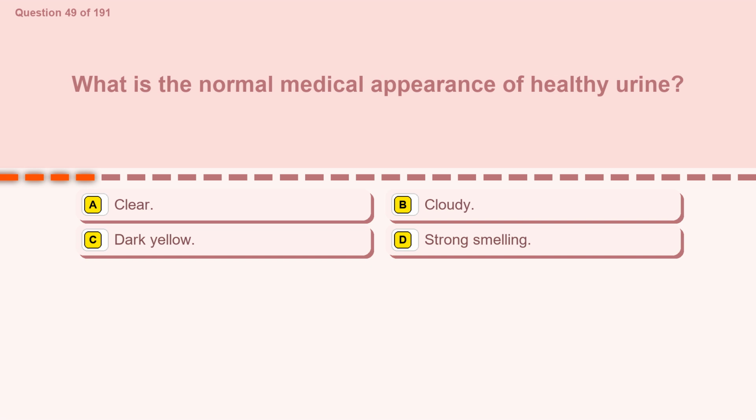Question 49. What is the normal medical appearance of healthy urine? Option A. Clear. Option B. Cloudy. Option C. Dark yellow. Option D. Is strong smelling.